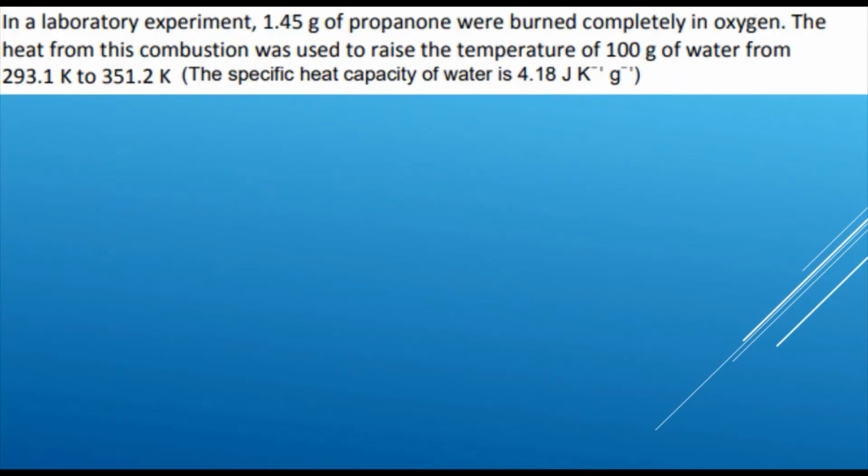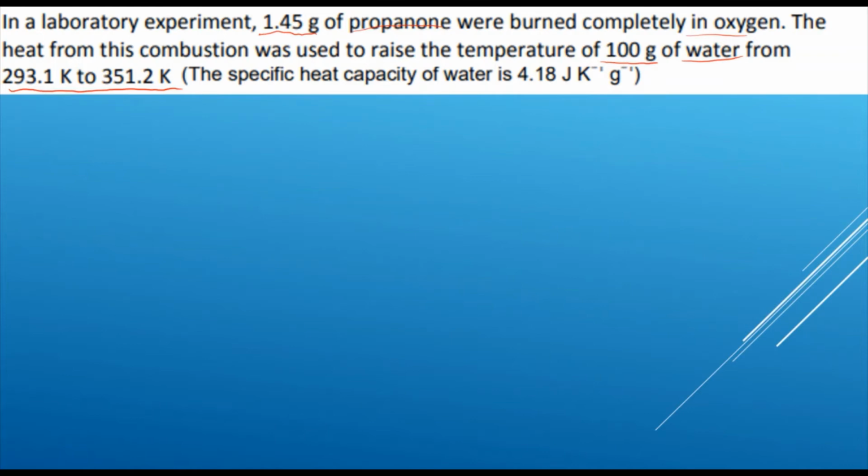So now we'll be looking at some examples. In the first example, I've been told that in an experiment, 1.45 grams of propanone were burned completely in oxygen. The heat from this combustion was used to raise the temperature of 100 grams of water from 293.1 Kelvin to 351.2 Kelvin, and the specific heat capacity I've been given is 4.18 for water.